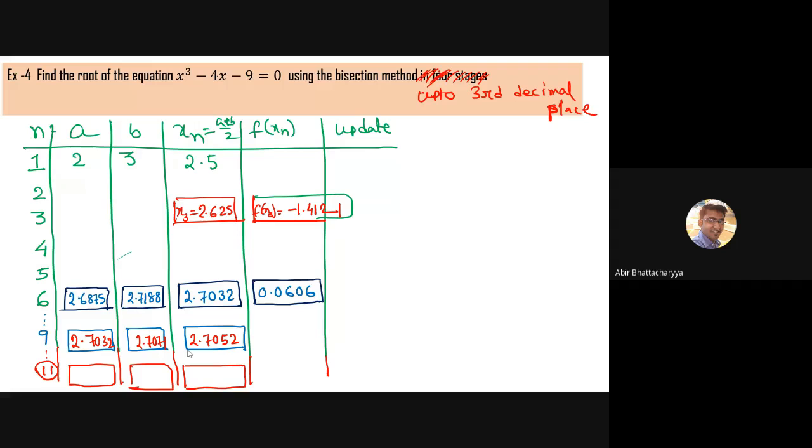Well done, Hasti, Waha, Jeet, Nancy, Swam, Mansi. Well done. Now follow the next step and go forward for the 11th iteration. I want the answer at the 11th iteration. What is A, B, and Xn?